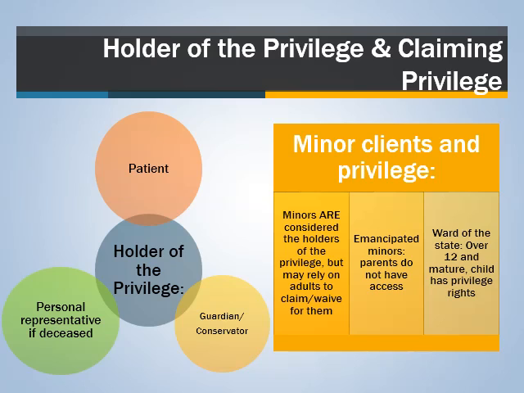So these are the different ways 3 different people can hold privilege. With minors, it's a little bit of a complicated issue because in the country, the guardians are generally considered the holders. But in California, we say that minors themselves have privilege, even though the adults will typically claim or waive it for them. Parents don't have access with emancipated minors, of course. And if you're a ward of the state and you're over 12 and mature, then the kid has the privileges for sure.